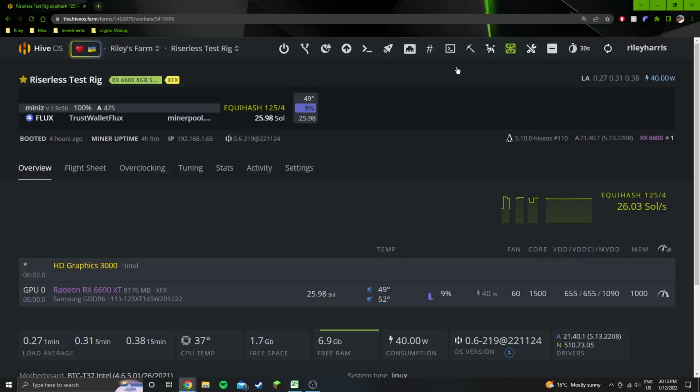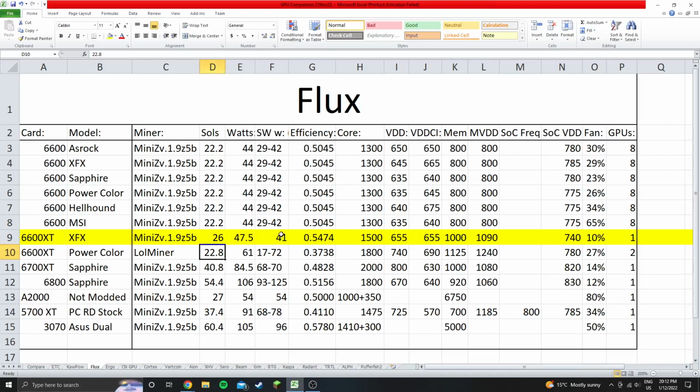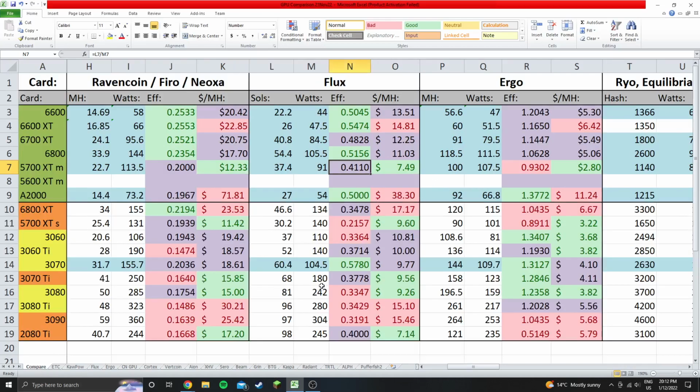So the results we're getting are around 26 solutions per second, and the power draw at the wall is 47.5, giving us an efficiency of 0.547, which is very, very efficient, second to the 3070 here. Although I haven't done the full extensive testing on the rest of the 30 series cards, in terms of the ones that I have tested recently, this is the second most efficient card, second to the 3070.